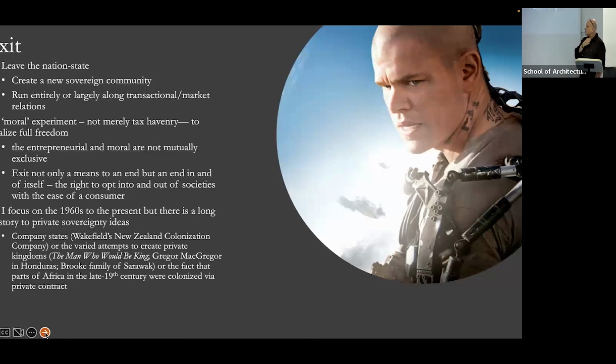I focus on the 1960s to the present. There's a long history of private sovereignty plans and ideas. You could go back to Wakefield's plans for New Zealand. You could go back to The Man Who Would Be King by Rudyard Kipling. Gregor MacGregor was a Scottish investor who tried to create a kind of community on the Atlantic coast of Honduras in the 1820s. There's also James Brooke in Sarawak, self-declared Raja of Sarawak.